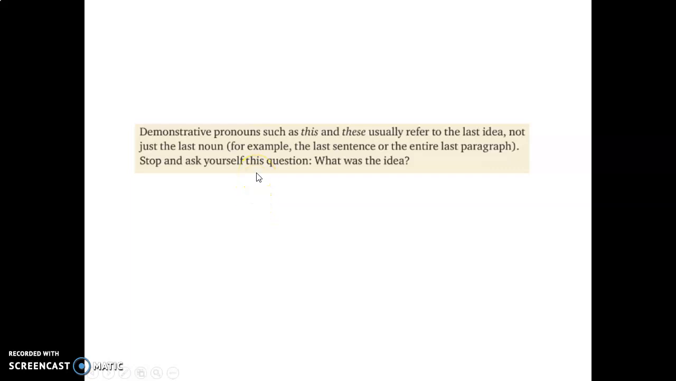So we got some important points here. The first one is demonstrative pronouns such as this and these usually refer to the last idea, not just the last noun. For example, the last sentence or the entire last paragraph. Sometimes you may have to stop reading and ask yourself this question. What was the idea? Let me give you an example.